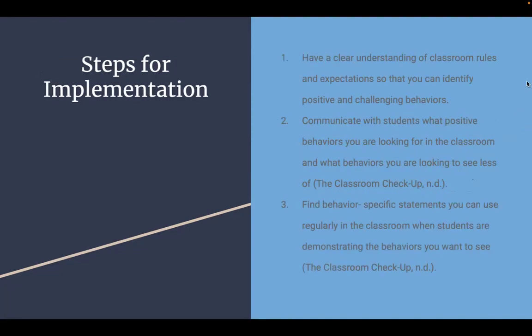Next, we're going to talk about the steps for implementation. So, first, have a clear understanding of classroom rules and expectations so that you can identify positive and challenging behaviors. Two, you'll need to communicate with students what positive behaviors you are looking for in the classroom and what behaviors you are looking to see less of. Three, you'll want to find behavior-specific statements that you can use regularly in the classroom when students are demonstrating the behaviors that you want to be seeing.